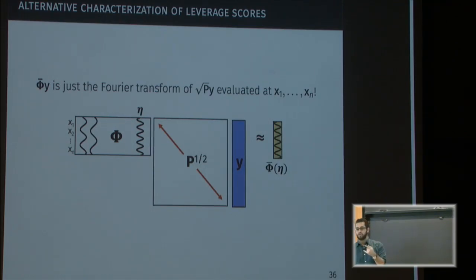can I produce functions whose Fourier transform is close to that column vector whose Fourier transform looks like the pure frequency on my data points? Okay?